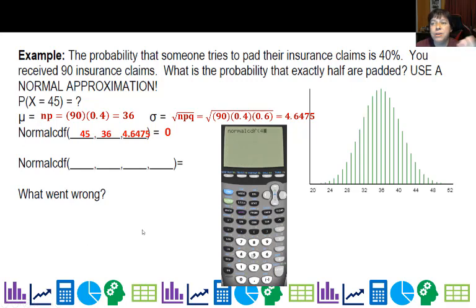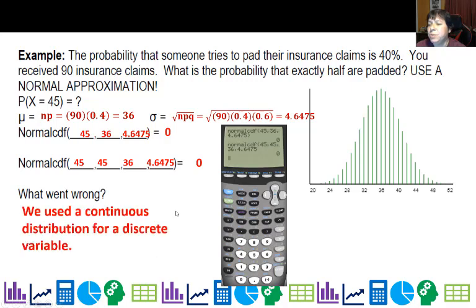Now, sometimes on newer calculators, you'll actually get an error. So let's try 45 and 45, and the mean is 36, and the standard deviation is 4.6475. I'm also going to get 0. So what went wrong? Why didn't this work? Well, because we used a continuous distribution for a discrete variable. Remember that the normal CDF doesn't actually have specific values for discrete values of x. So how do we fix that?